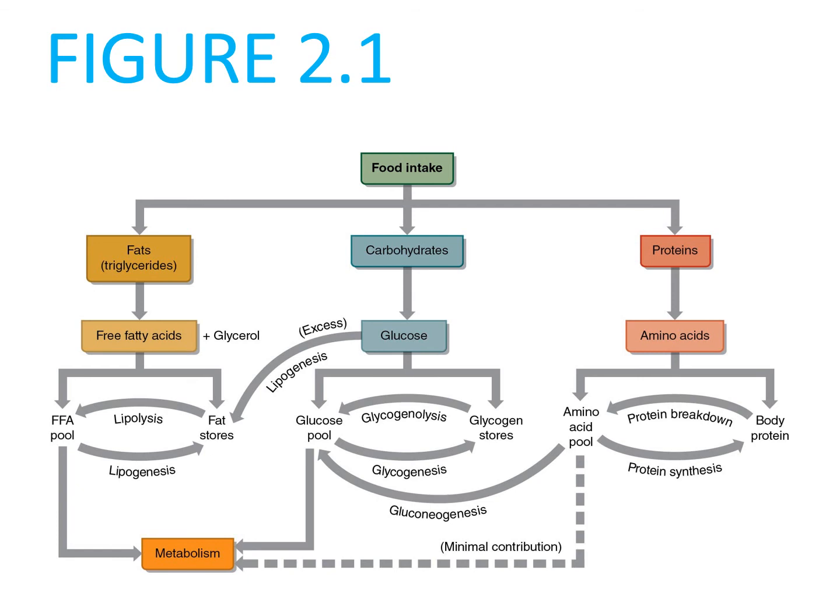So if we have any excess of a given substrate, the cells are going to start relying on that substrate more than on our other sources. So if I frequently only consume carbohydrates or very high amounts of carbohydrates, my body is going to come to depend on that fuel source.